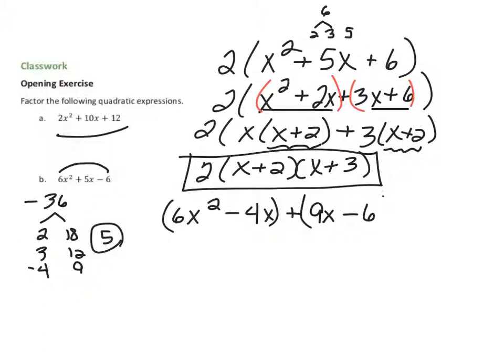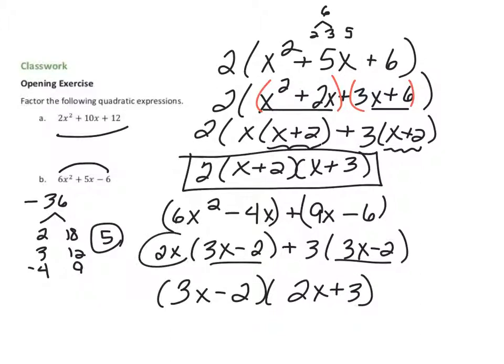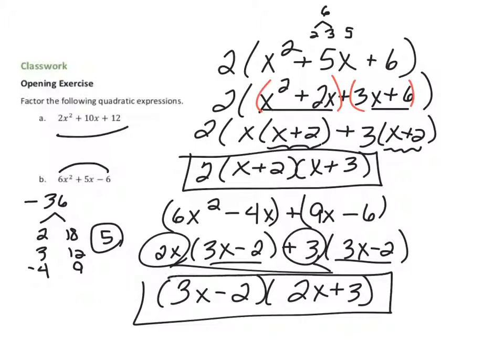Okay, first two terms, last two terms. I can factor out a 2x. I'm left with 3x minus 2. I can factor out a 3. I'm left with 3x minus 2. These match. Life is grand. Factor those out and write down what's left over. So these are written down there. And that's my answer. Okay, this is harder, but still possible.